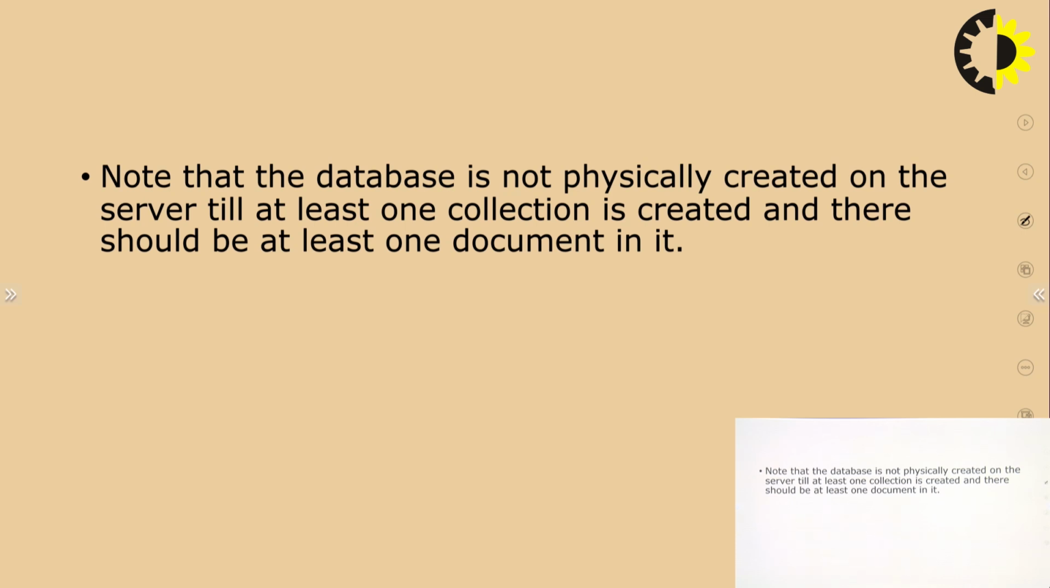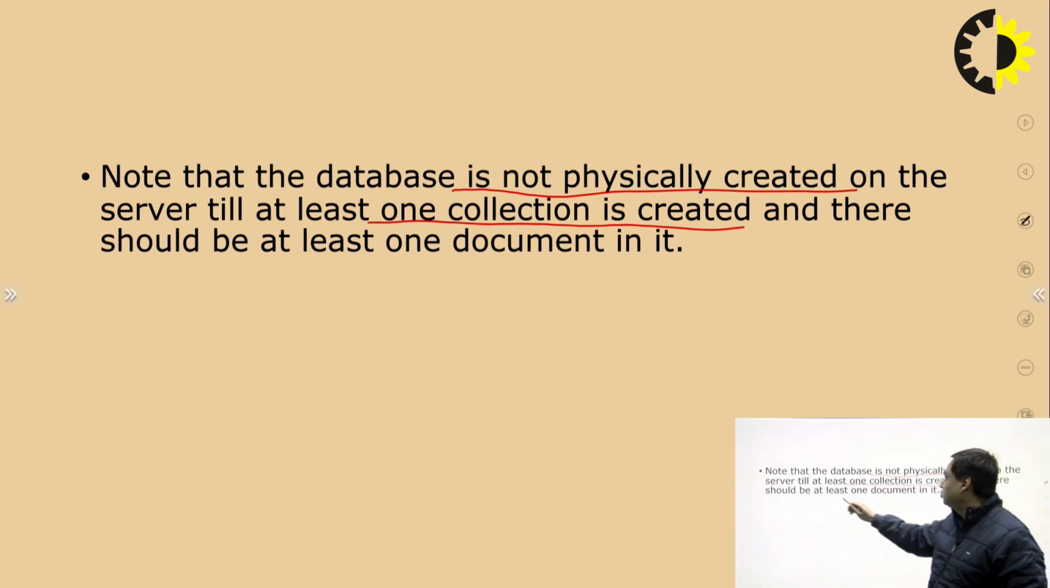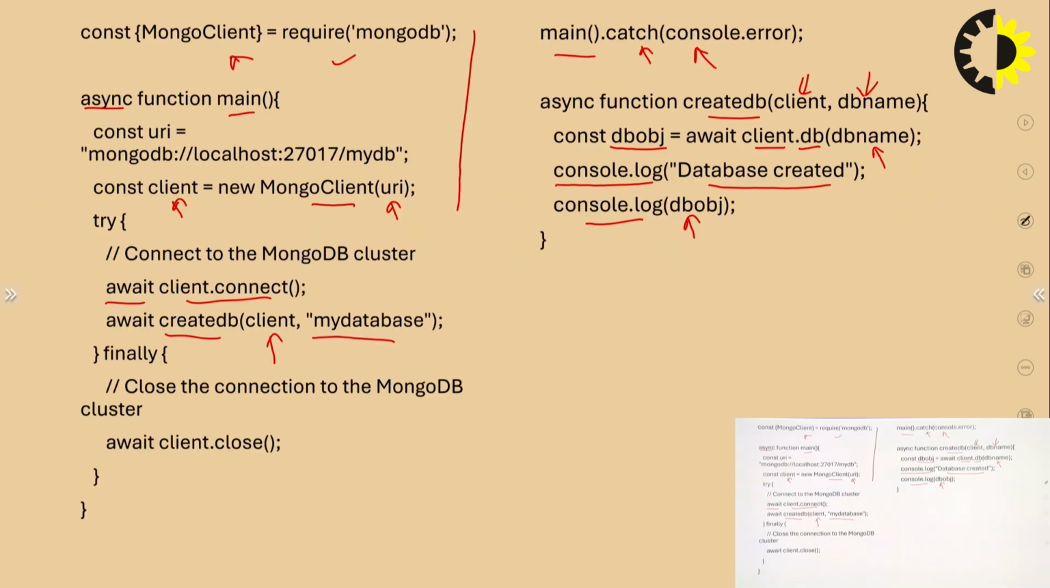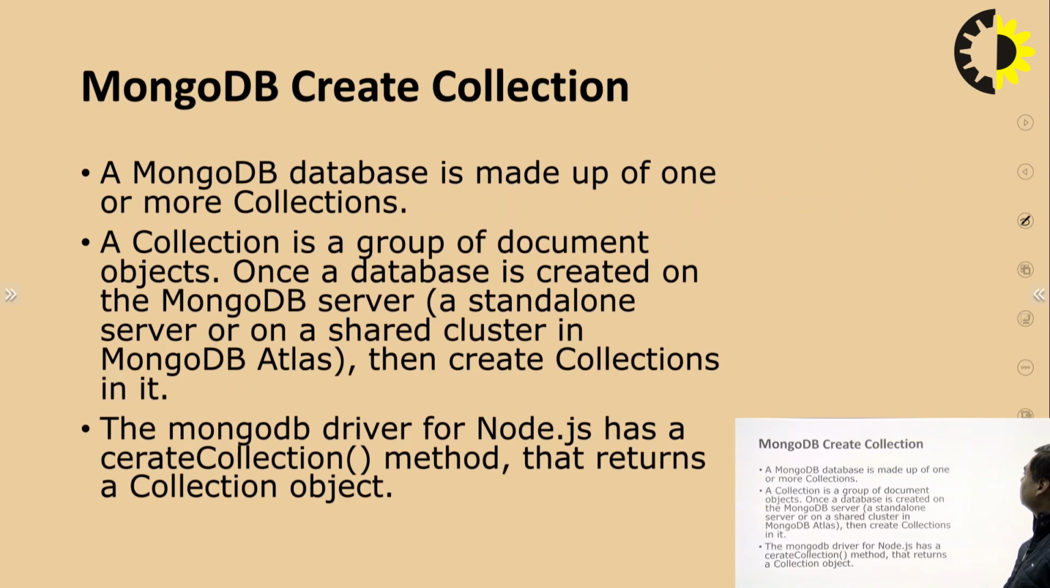Now some important instruction. A database is not physically created on the server until at least one collection is created, and there should be at least one document in it. So it will create the database, but we need a collection. I already discussed at the start that in MongoDB the collection is created first, and then the database is made. So what is a collection and how do we create it?